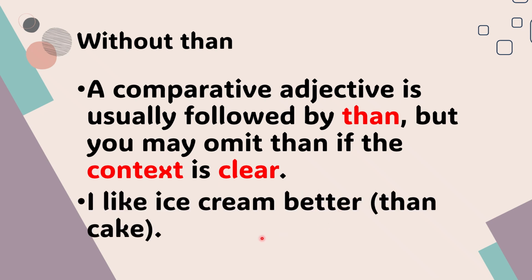For example, I like ice cream better. I don't have to say I like ice cream better than cake, because it is clear that the people who are talking are comparing ice cream and cake, so you don't have to mention than cake. The speakers and the listeners know the context is clear.